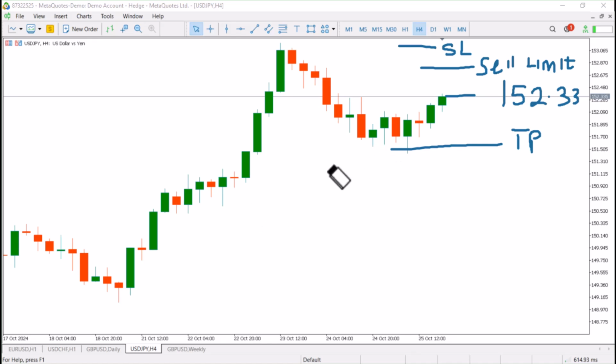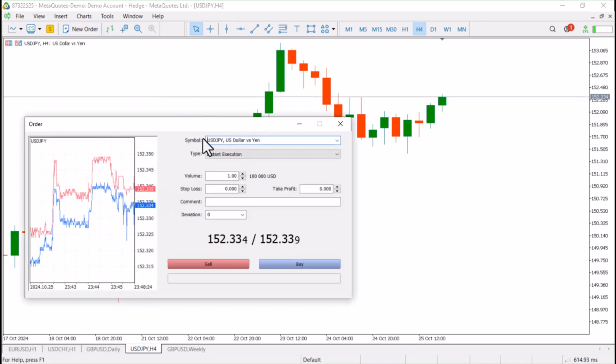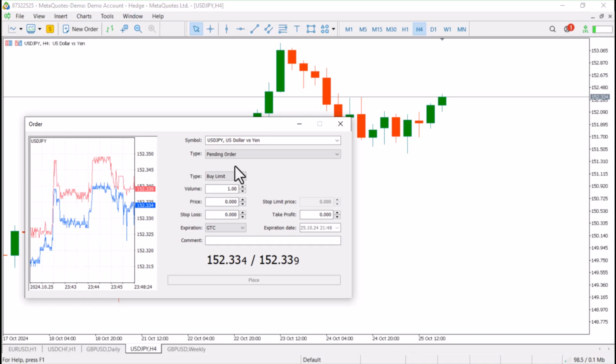Now let's see how we can use these entries. Now what we need to do as a trader is to move our cursor to select on the new order, and we select our symbol, which is USD yen. By default it will be selected for us. Then we switch from instant execution to pending order. Once we select pending order, by default buy limit will be selected. Now we need to switch from buy limit to sell limit.